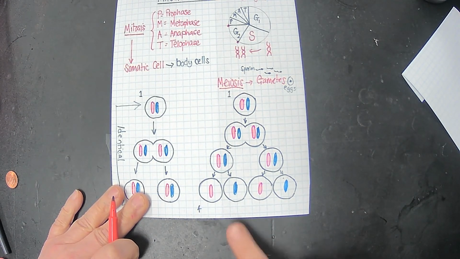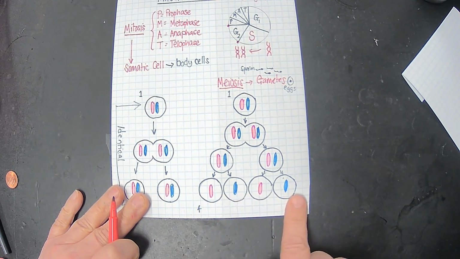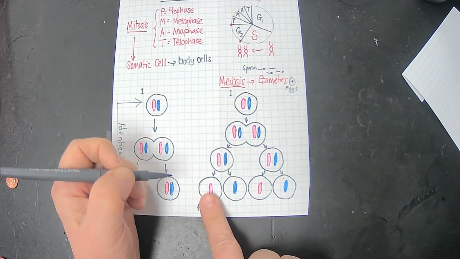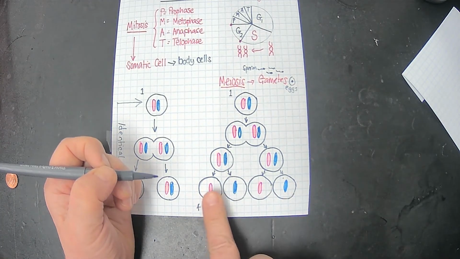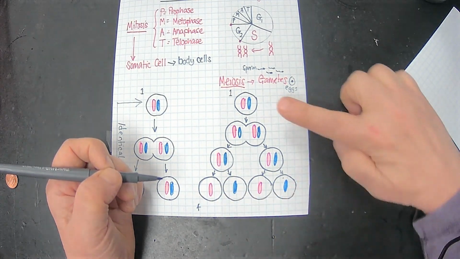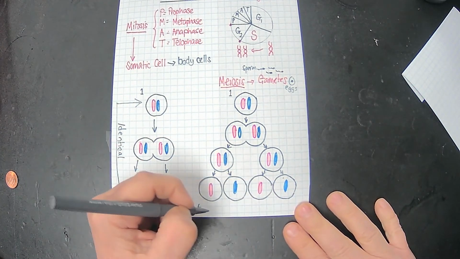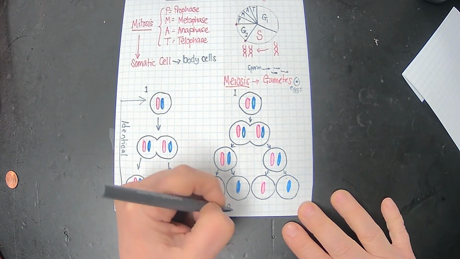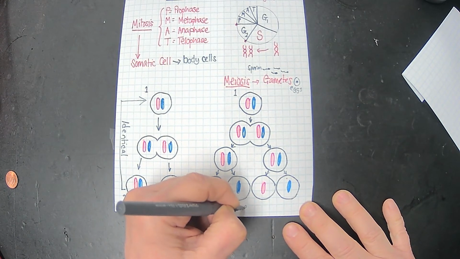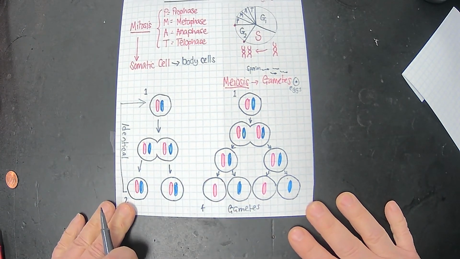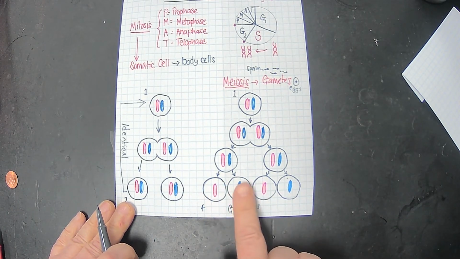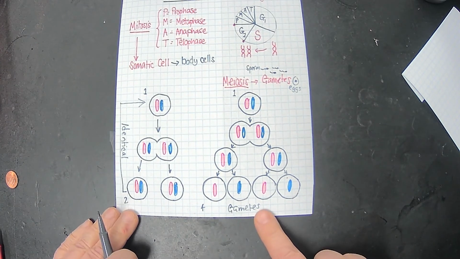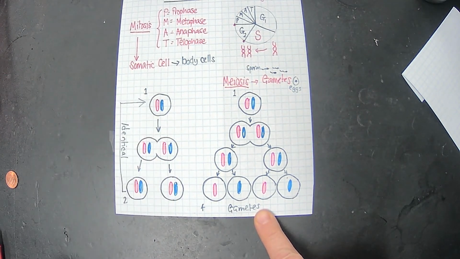In fact, these four cells, which are gametes, so this could be egg cell, egg cell, egg cell, egg cell, and this was a cell that was in the ovary, or sperm cell, sperm cell, sperm cell, sperm cell, and this was a cell that was in a testicle. These are your gametes down here. And the biggest difference between mitosis and meiosis is that the amount of DNA, the amount of chromosomes in gametes is half what it is if it's in a body cell.